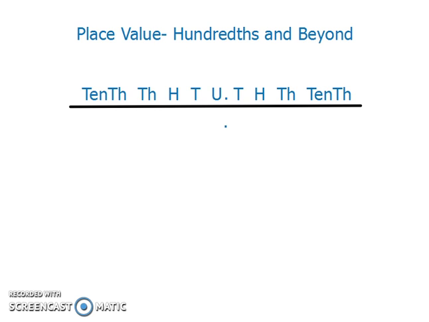I'm going to start putting some numbers in some columns on our place value chart. I'm going to put a 6 in the tens column, a 4 in the hundreds column, a 9 in the units column, an 8 in the tenths column, and a 5 in the hundredths column. Now we've got a number that reads 469.85, and that's what we say.